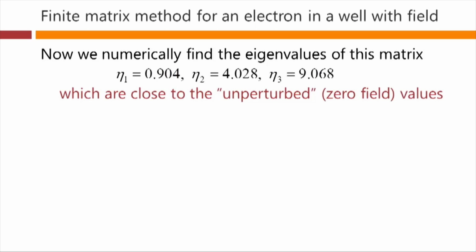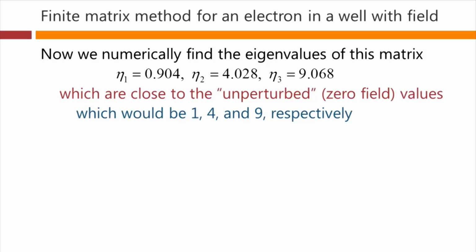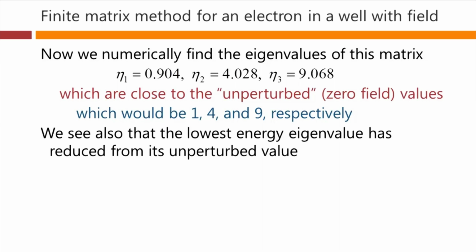And you'll notice, first of all, these are quite close to the unperturbed values, the ones we would get at zero field, which of course would be 1, 4, and 9, respectively, for an infinitely deep well in these units. We see also that our lowest energy eigenvalue here has reduced from its unperturbed value, so it's 0.904 now instead of being 1.